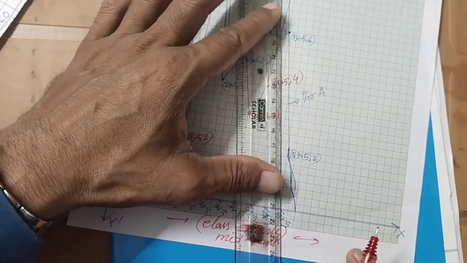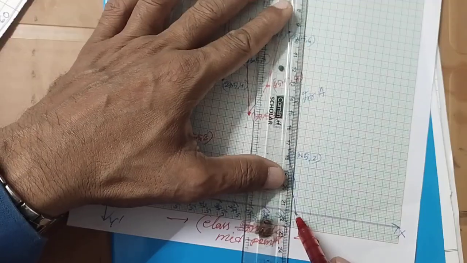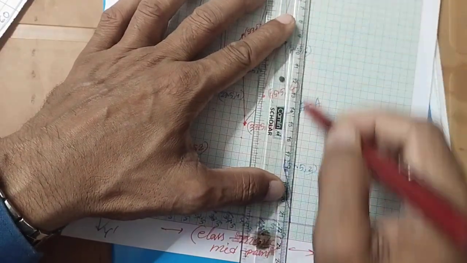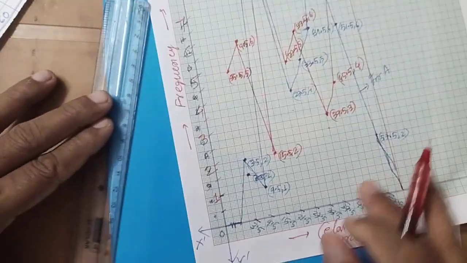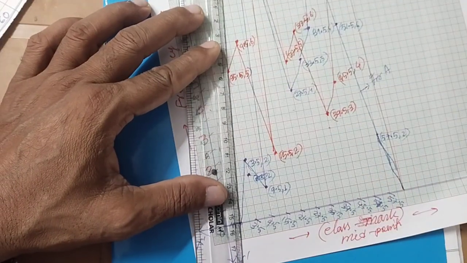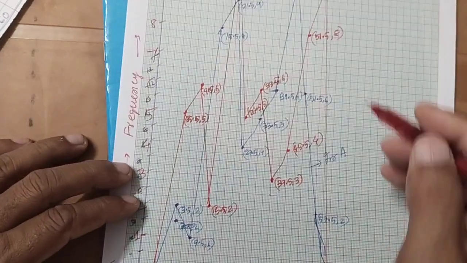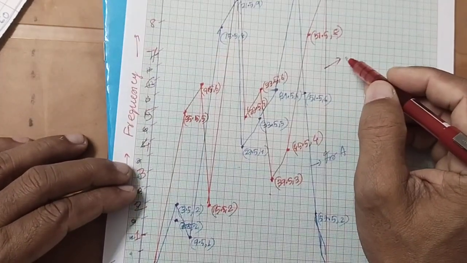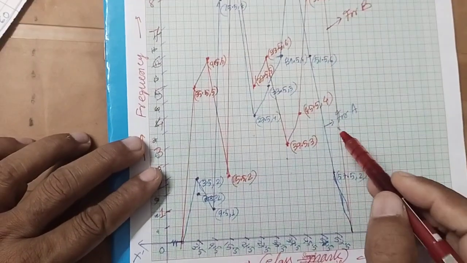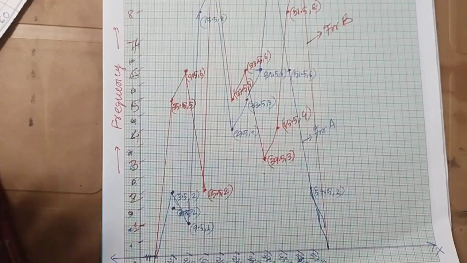Now the last one we have to join to the next gap on the x-axis. This is the next gap. And the first point also we have to join to the x-axis. This is the complete solution for the frequency polygon. The red ink frequency polygon is for team B and the blue ink is for team A.